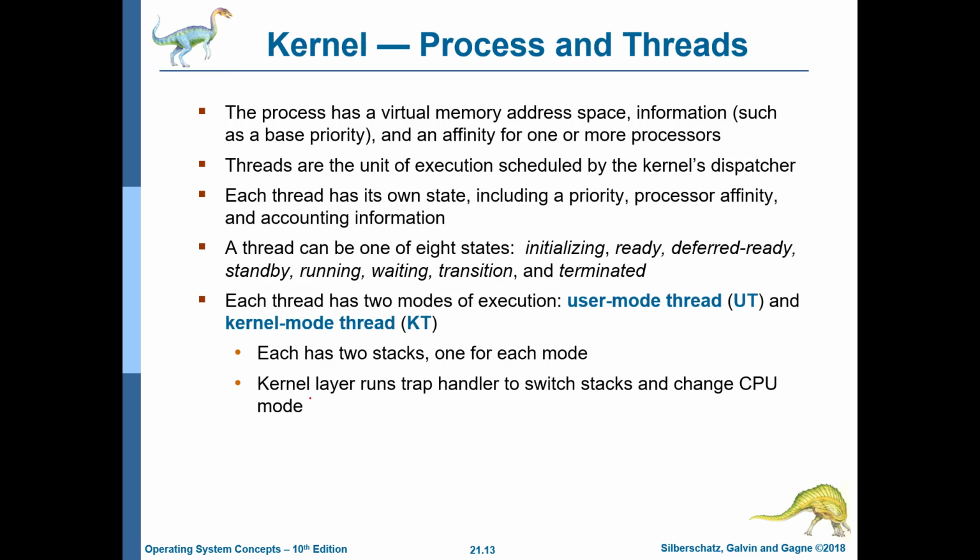So let us now look at some key aspects of the kernel. The first is processes and threads. Every process has a virtual memory address space, similar to the way processes have virtual memory spaces in other OSs. It also holds information with regards to a base priority, which is its process execution priority, and an affinity with one or more processors. So in the same way as in Linux, where we can specify a CPU affinity, which basically says that this process should preferably run on which CPU, something similar can be done on Windows.